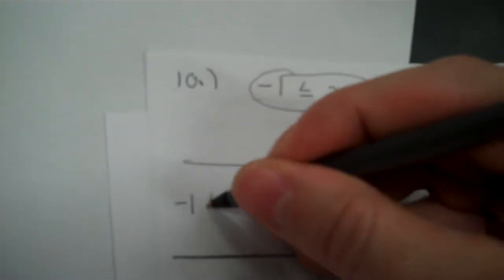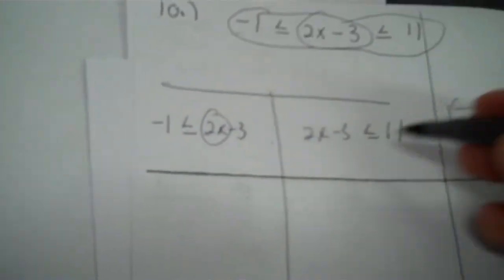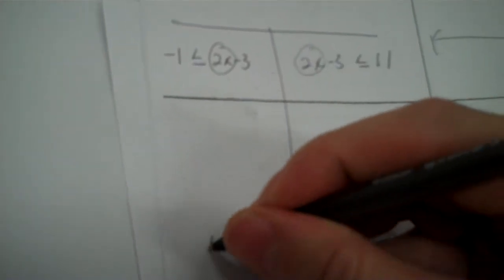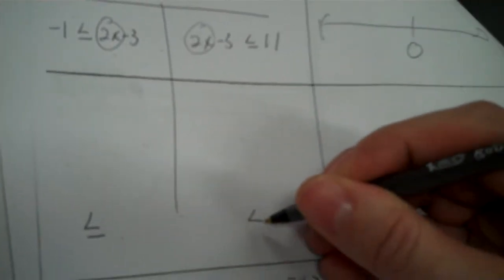Now, the next ones are compound inequalities. When you see two symbols, we're going to make our number line, and then we're going to make our chart. When I see two symbols within the same problem, I do the overlapping circles. On this side, I've got negative 1 less than or equal to 2x minus 3. Then on the other side, 2x minus 3 less than or equal to 11. So my multiplier is 2, so the symbols will stay the same. If that was a negative 2, I would flip them, but since it's just positive 2, I leave them the same.